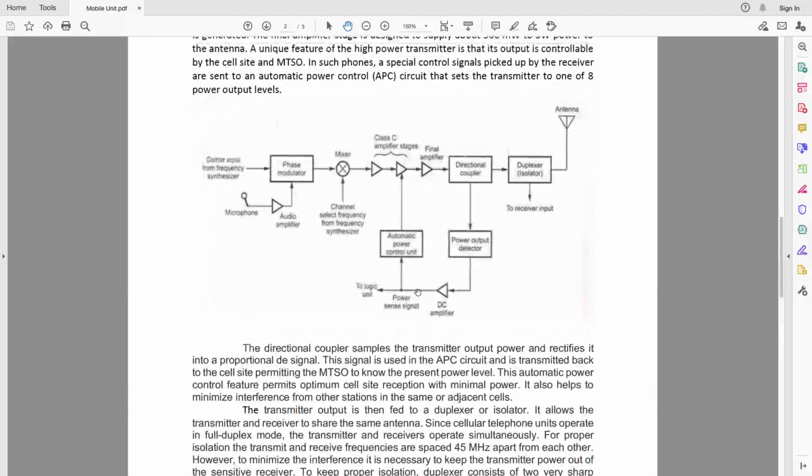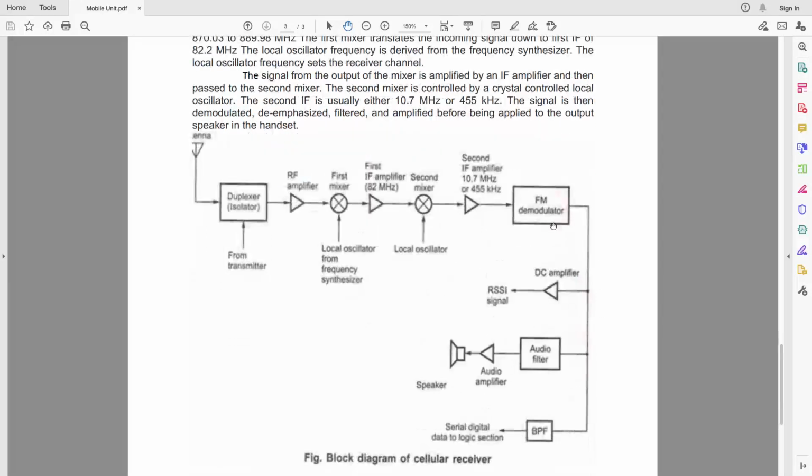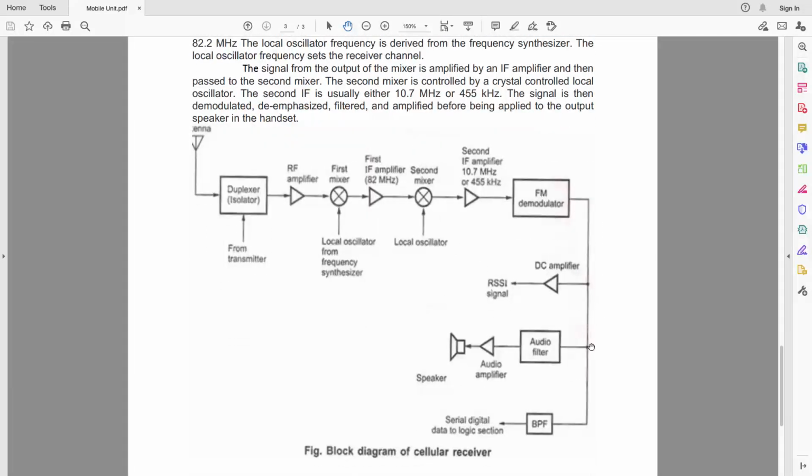What is the function of modulation? Modulation mixes the carrier signal and your information signal. And what is the function of the detector? The detector will remove the carrier signal from this modulated signal, and it gives the baseband signal at the output. That baseband signal is applied to further audio filter processing circuits, a further audio amplifier, and at last it is applied to a loudspeaker.